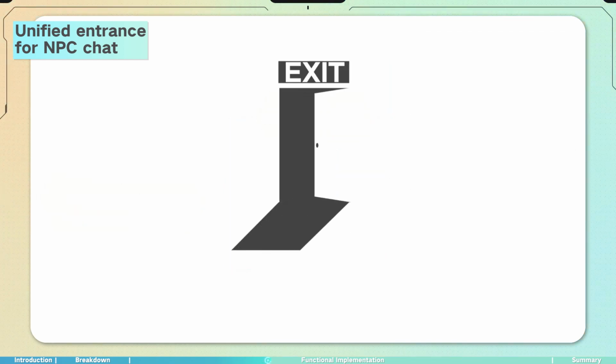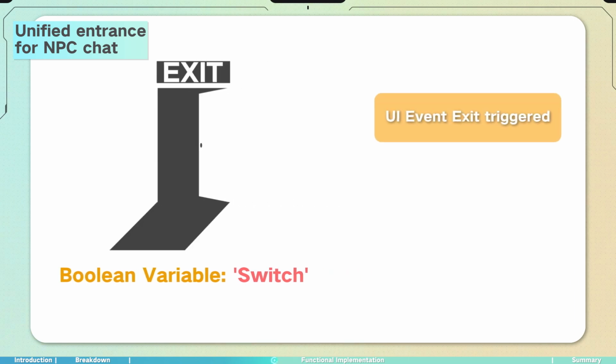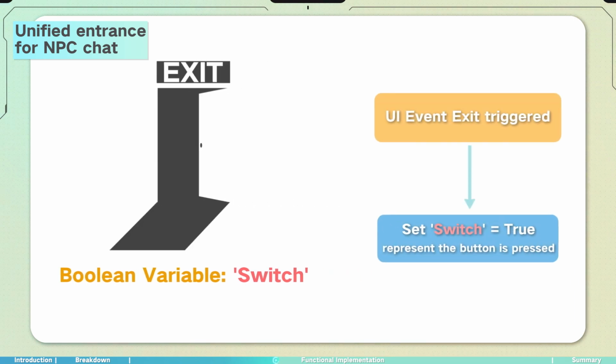We also need to set the exit button. Create a Boolean variable, switch, to record the state of the button. When the UI event exit is triggered, we set switch to be true, which represents the button is pressed.